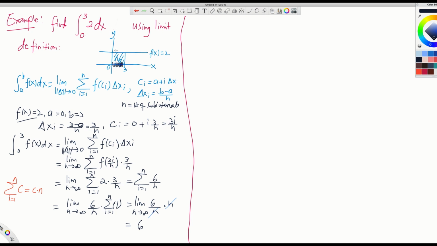Okay. So there is another shortcut way. You will see that in the next section, section 4.3. But for now, we know only finding the limit, or finding the definite integral, or the area under the function between two numbers. This is the only way that we know so far.